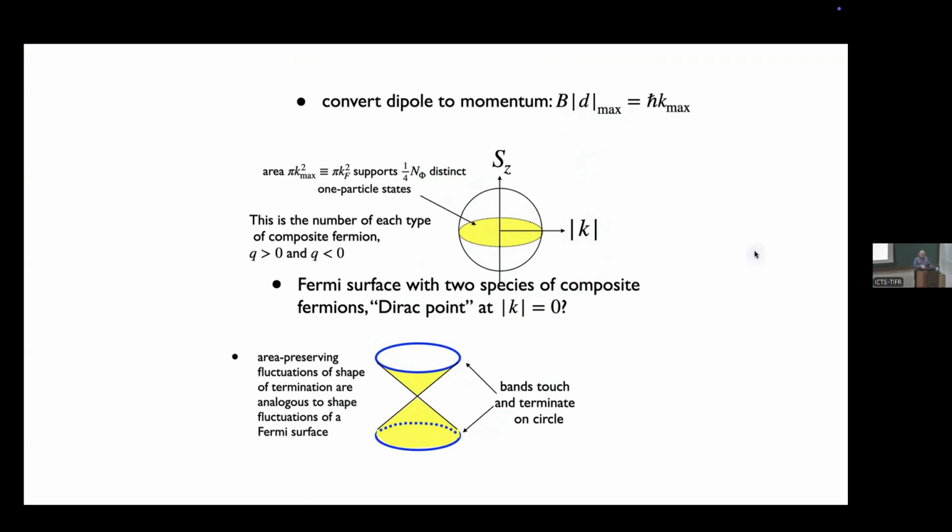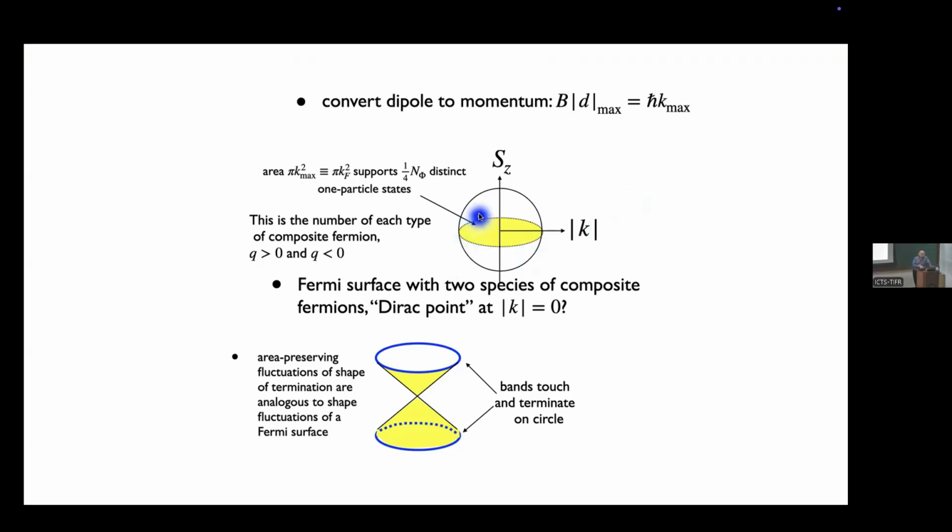And indeed, I find that the number of states corresponding to the diameter of this Bloch sphere is 1/4 of the number of flux quanta, or half the number of electrons. So there are actually two kinds. The number of states I get here is exactly right to accommodate both kinds of composite fermions completely. So there seems to be nothing left over for a Fermi surface.